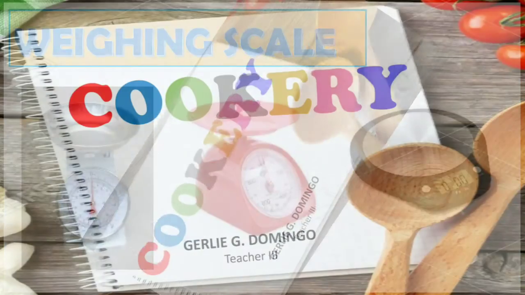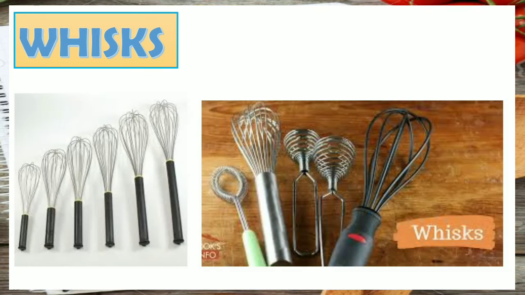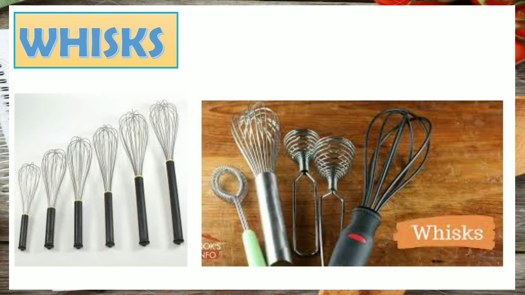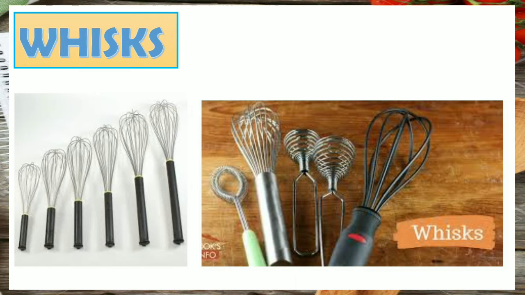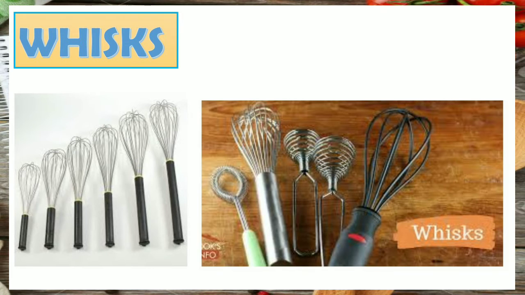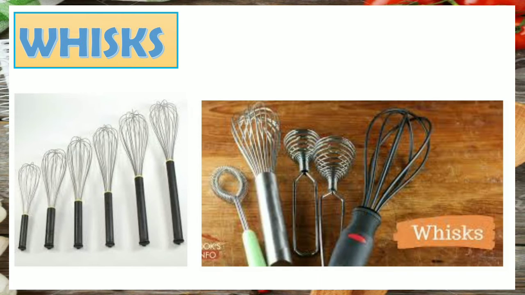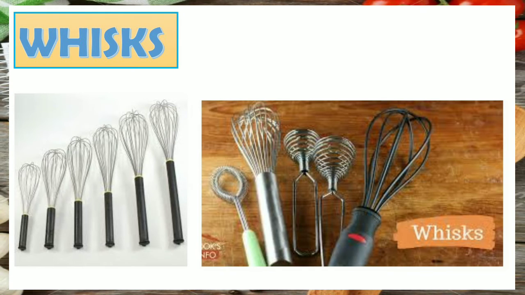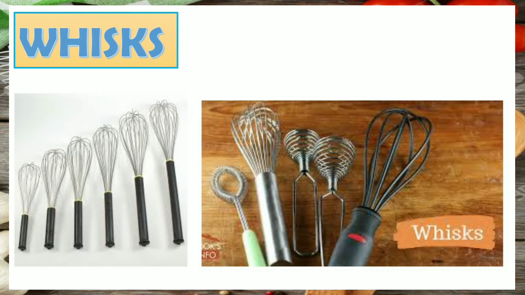Then, we have this, a whisk. A whisk is used for blending, mixing, and whipping sauces and soups, egg, and batter. So, it has different types or sizes when we are using it. It depends on the amount that you are going to blend or mix.